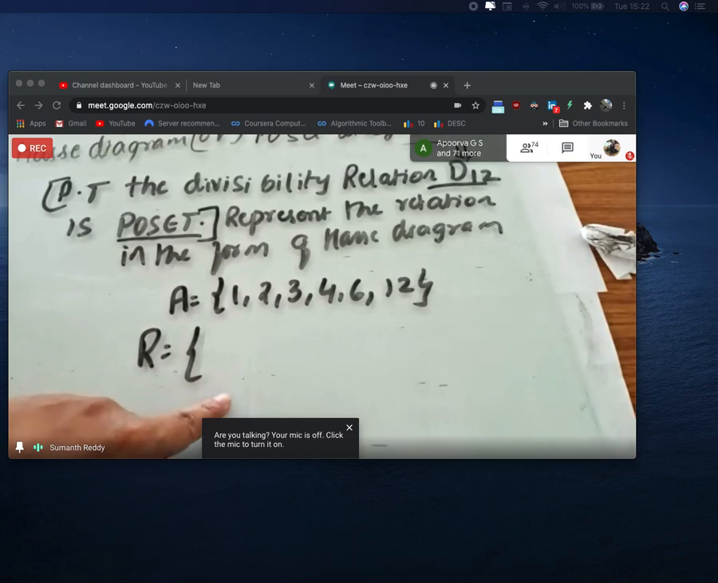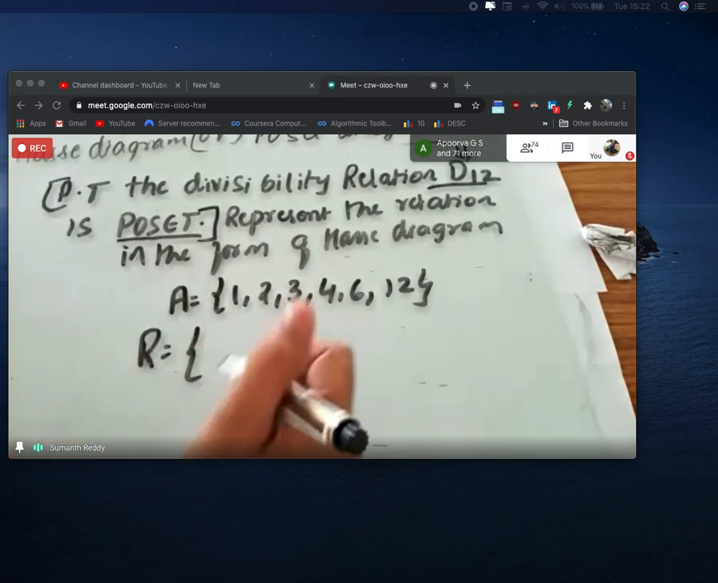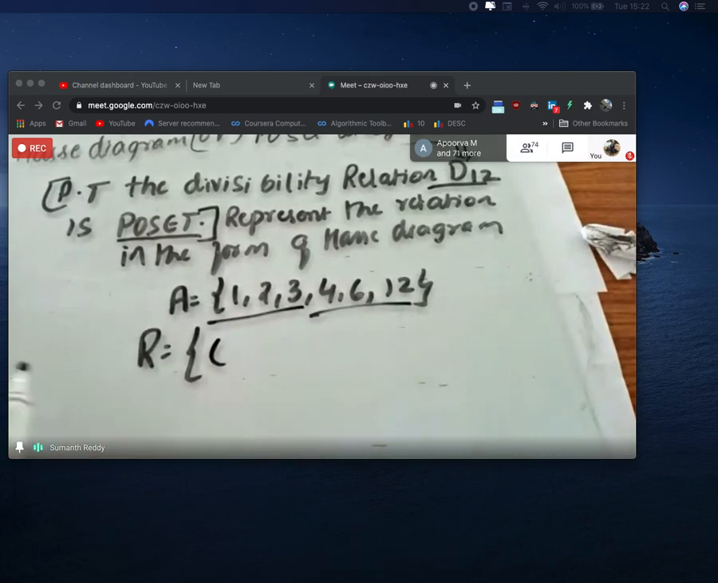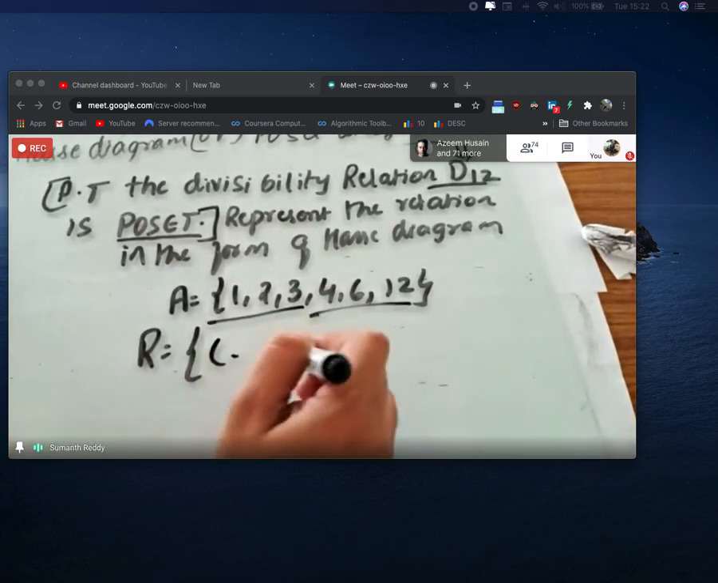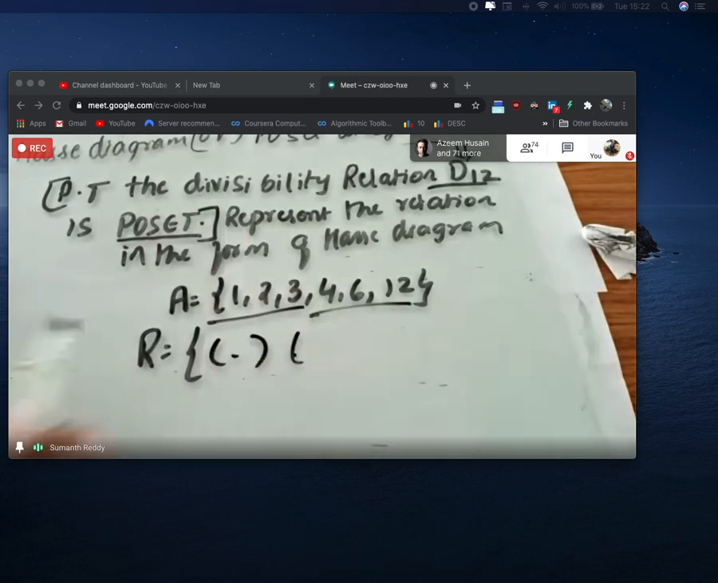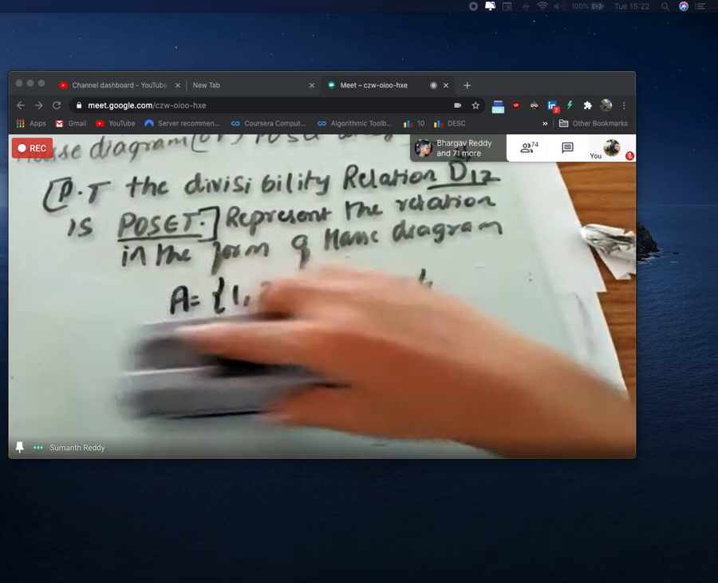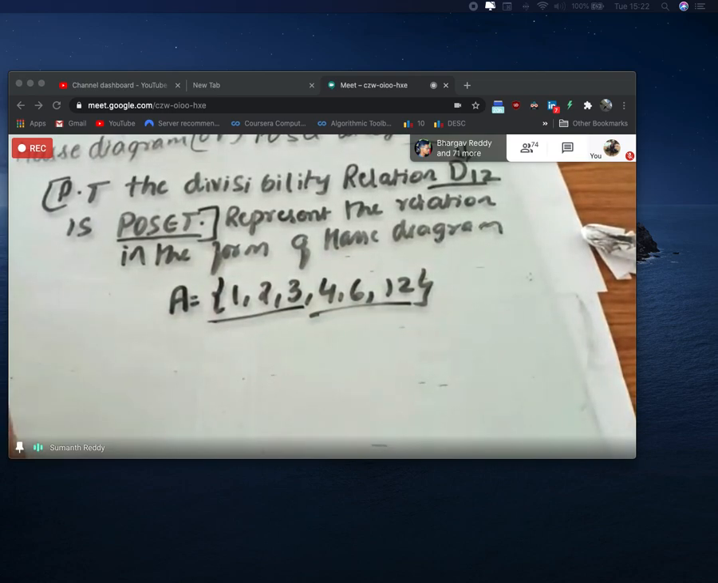If you try to write the relation, yes, it is easy to write in the form of ordered pairs, but there are 6 numbers here. If you try to write the ordered pairs, it will be lengthy, and actually it is not required. There will be no marks for that, because for this kind of question, nowhere is he asking you to represent the relation in the form of ordered pairs.